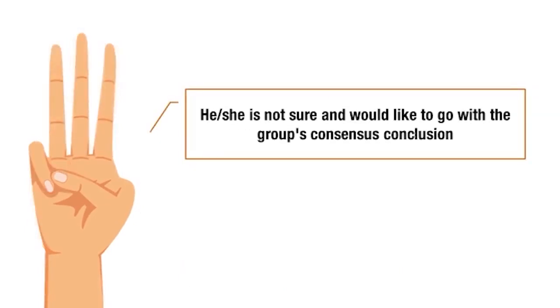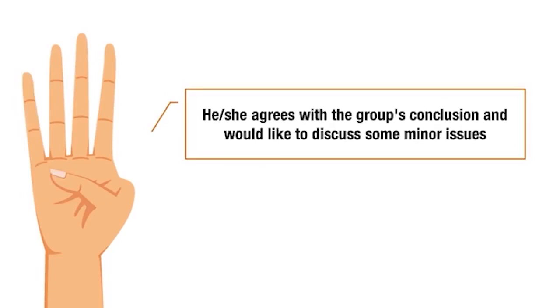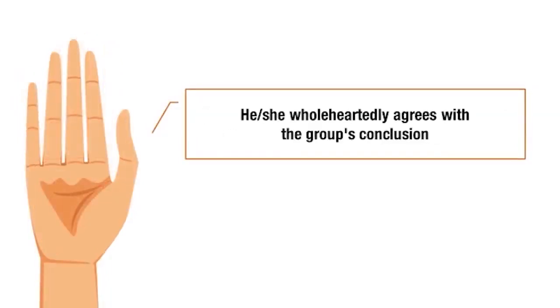If a team member raises 3 fingers, it means he or she is not sure and would like to go with the group's consensus conclusion. If a team member raises 4 fingers, it means he or she agrees with the group's conclusion and would like to discuss some minor issues. And if a team member raises 5 fingers, it means he or she wholeheartedly agrees with the group's conclusion.